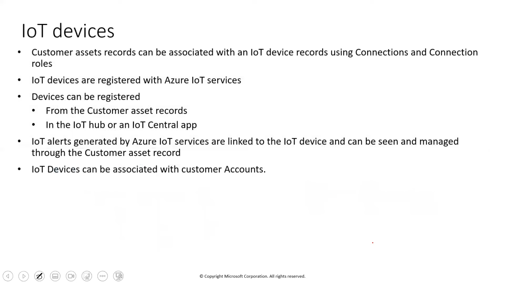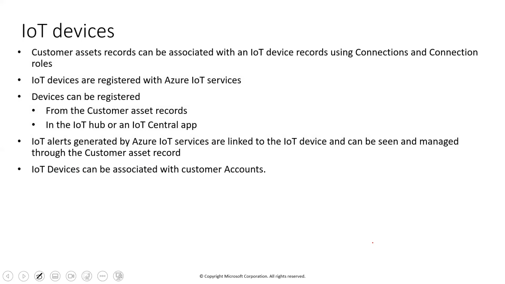Moving forward, if I talk about the IoT devices, what are the IoT devices we have and how are they connected? The customer assets record can be associated with the IoT devices record using connections and connection roles. Over there, I can decide which IoT devices have been connected with which customer using this connected customer assets table. The IoT device can be registered using the IoT services, either your IoT Hub or your IoT Central. The devices can be registered from the customer assets record.